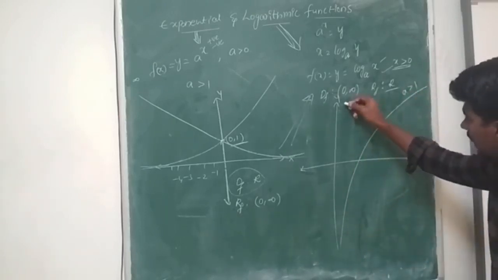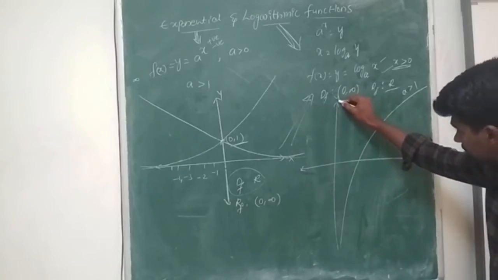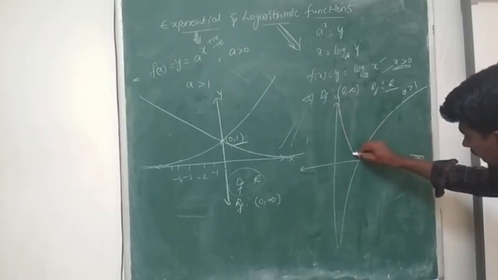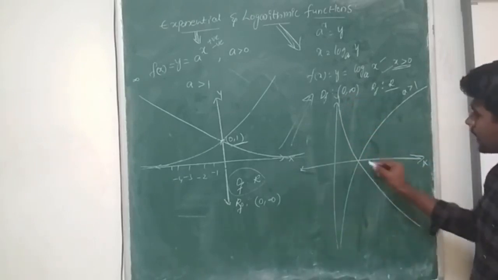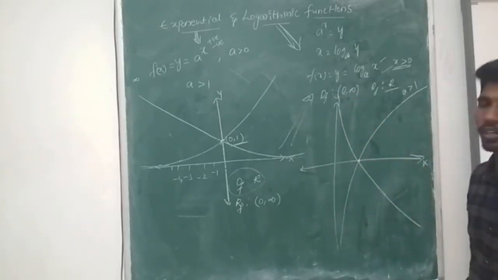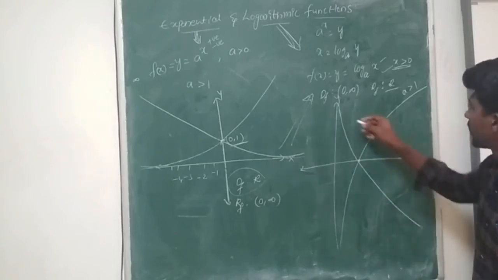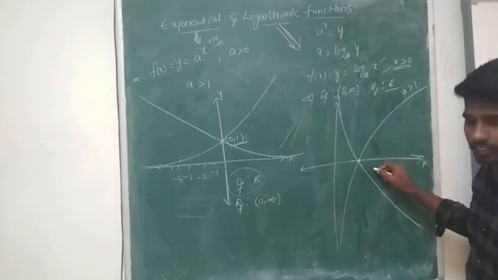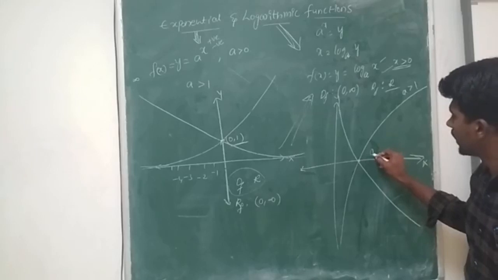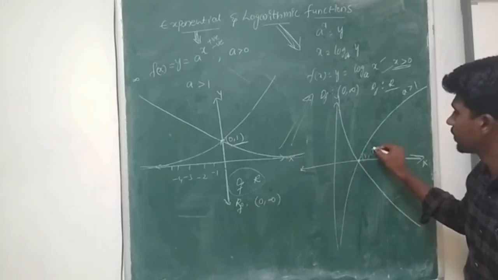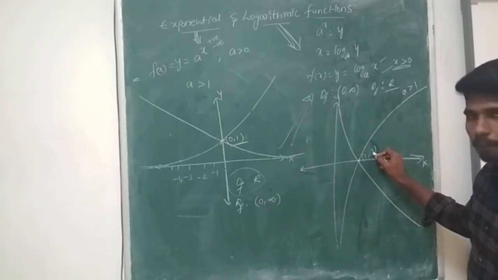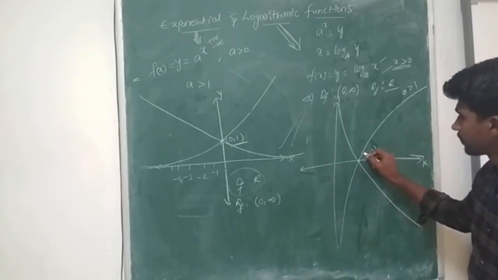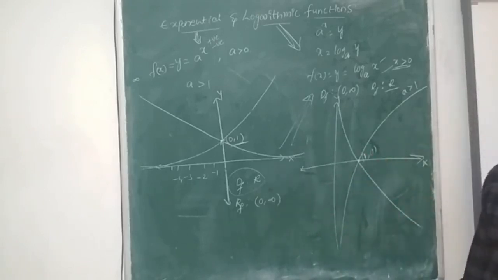Now for a less than 1, it will act as this. Now, where do we get the meeting point where the graph meets the x-axis? Here the value of y is 0 and the value of x is 1. So if the value of x is 1, we get the value of y as 0. Why?